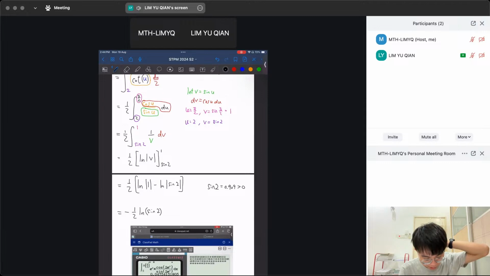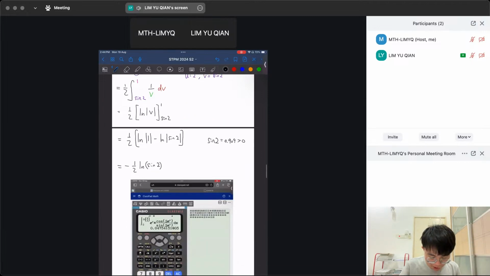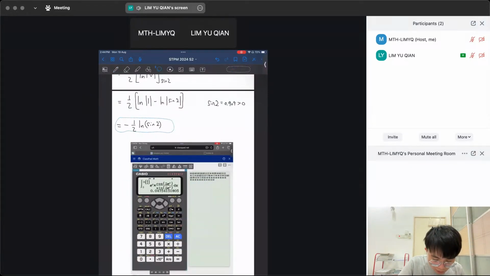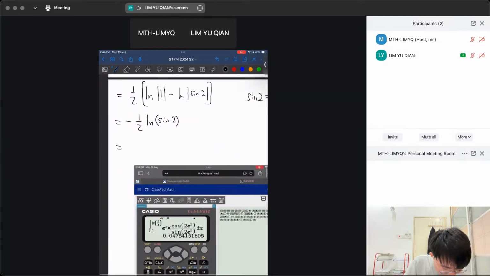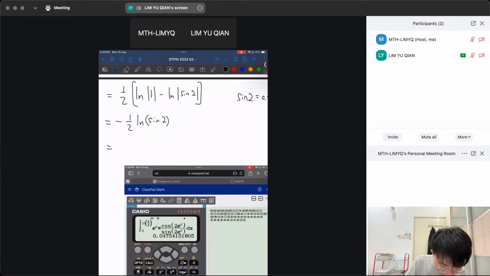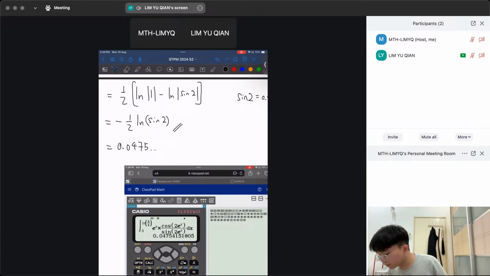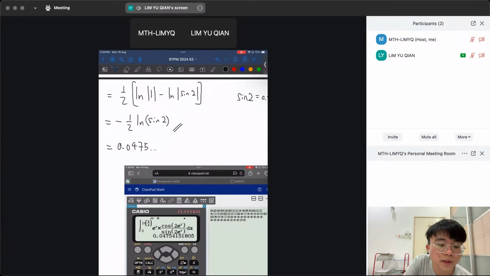Okay, ln sine 2 is a negative value, so I think you should check that these two are equal. So if we do ln sine 2 equal to this divided by 2, it is around the same, 0.0475. It is the same. So this should be the final answer because it is the exact value. Okay, exact value.